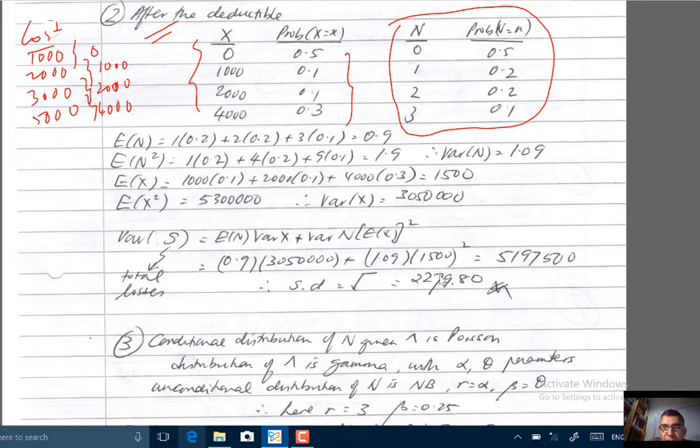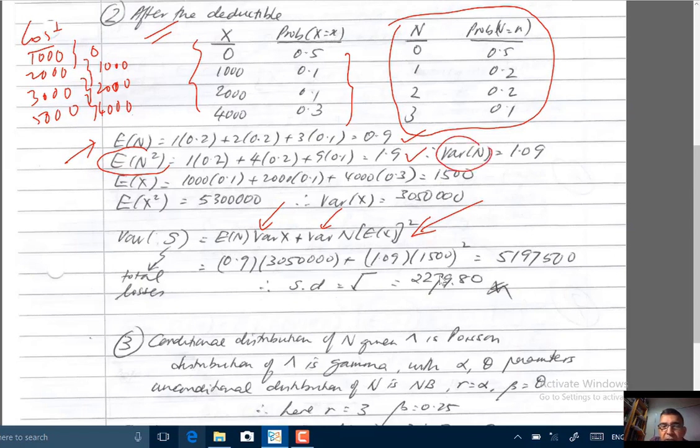So we're going to use this formula here. The variance of S will be the expected value of N times the variance of X, plus the variance of N times the expected value of X, whole thing squared. So let's find the expected value of N. Take 0 times 0.5, 1 times 0.2, 2 times 0.2, and 3 times 0.1. You will get 0.9. The second moment, expected value of N squared: 1 squared times 0.2, 2 squared times 0.2, 3 squared times 0.1, you will get 1.9.